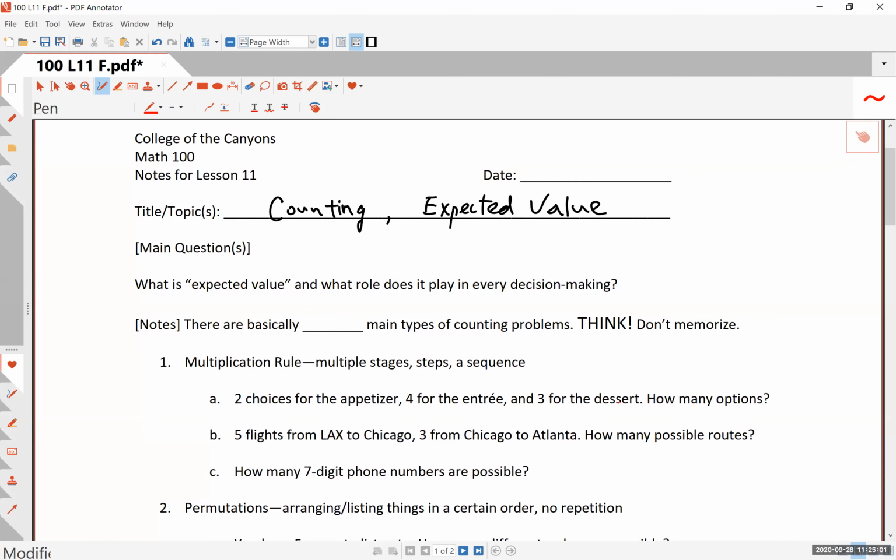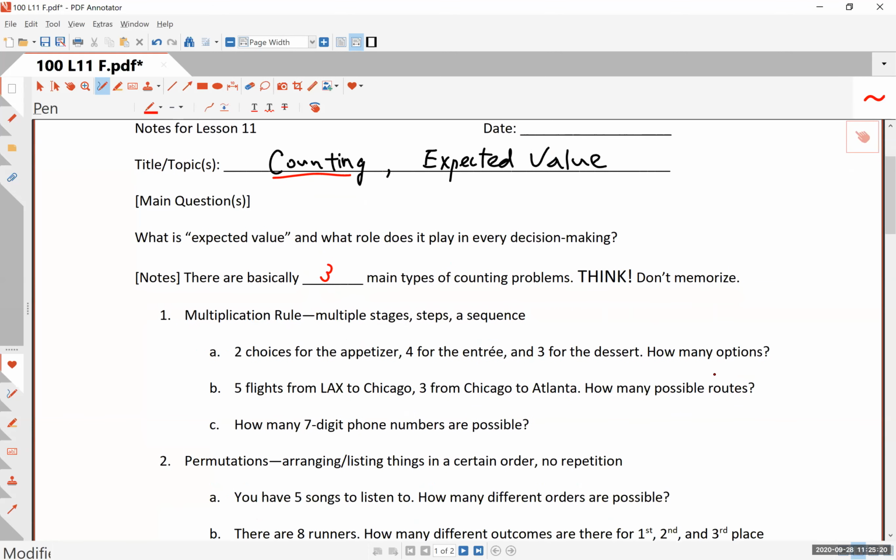Okay, so the first part of this lesson is on counting. All right, let's start the count. How do you count these things, right? So there are basically three types of ways where you can count. Counting problems can be classified into basic three categories.